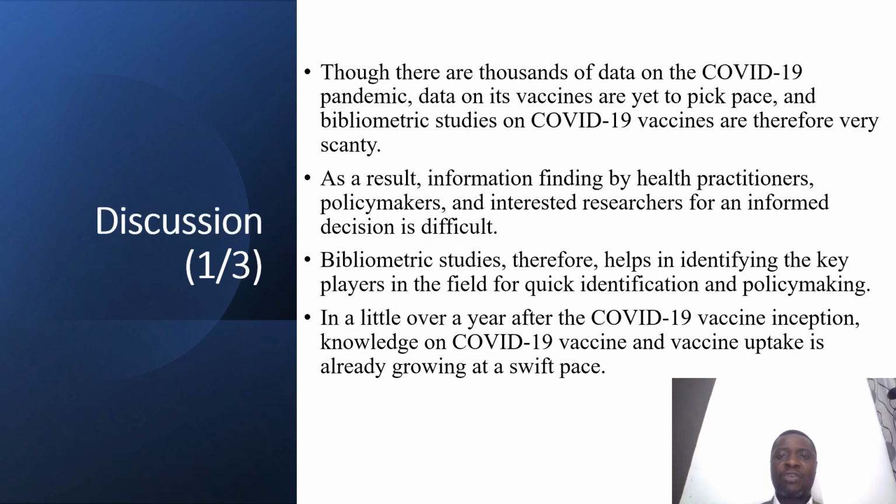Though there are thousands of data on the COVID-19 pandemic, data on its vaccines are yet to pick pace, and bibliometric studies on COVID-19 vaccines are therefore very scanty. As a result, information finding by health practitioners, policymakers, and interested researchers for an informed decision is difficult. Bibliometric studies therefore help in identifying the key players in the field for quick identification and policy making. In a little over a year after the COVID-19 vaccine inception, knowledge on COVID-19 vaccine and vaccine uptake is already growing at a swift pace.